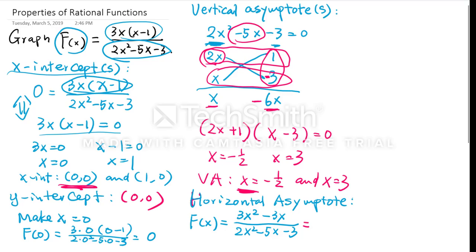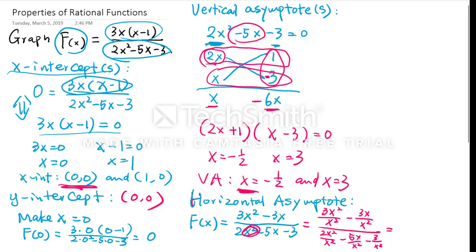Okay, what I'm going to do here is divide the top and the bottom by x squared, which is the x with the power of the bottom degree, the degree of the bottom polynomial. So I will divide the top by x squared, each term by x squared. So each term is divided by x squared, and the bottom 2x squared divided by x squared minus 5x divided by x squared minus 3 divided by x squared.